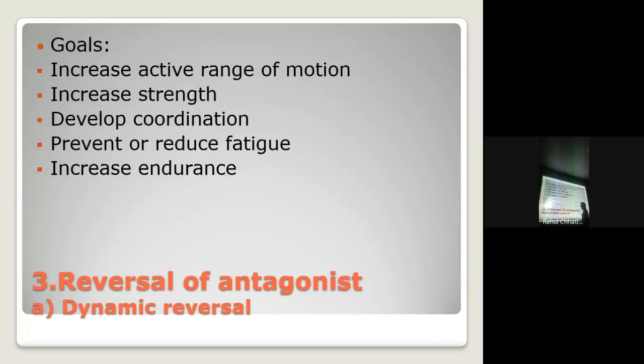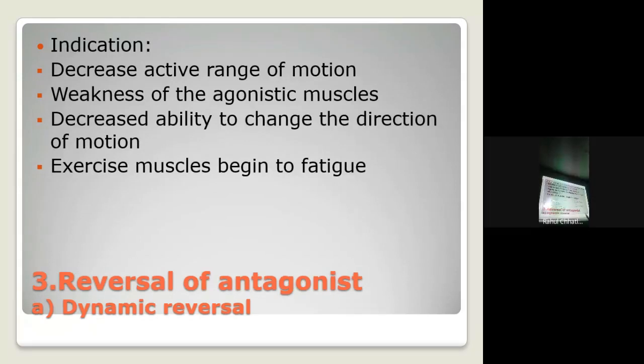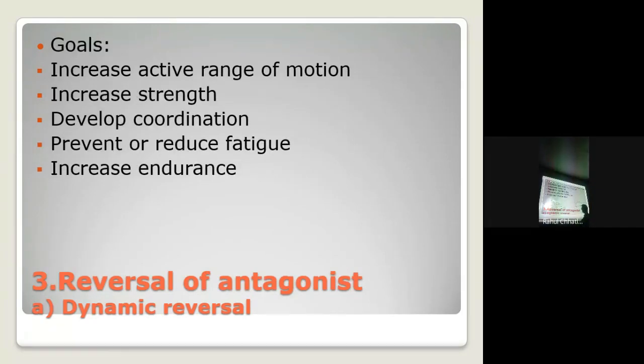Increase the endurance. Again and again, if we do this activity, it will increase the endurance of that individual also. Indications from the same: decreased active range of motion, weakness of agonistic muscle, decreased ability to change the direction, that is coordination, and exercising muscle begins to fatigue. So these are all the indications directly from the goal, as we have already discussed. If you remember goals, indications are easy to remember.